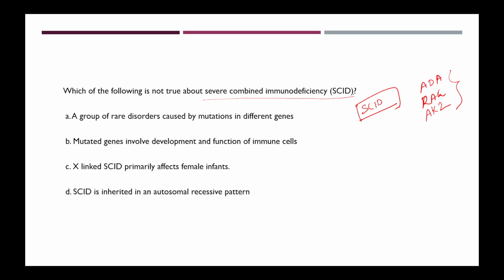So the first option is true. Next: mutated genes involve development and function of the immune cells. Is it correct? The mutated genes are involved in the development of the immune cells. Let me just check it.